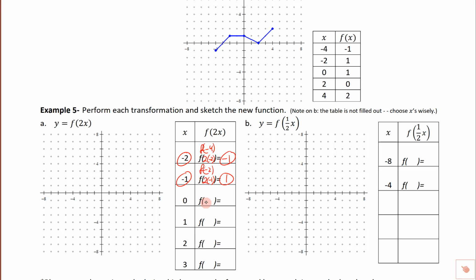Let's see, 0. So this is going to be 2 times 0. So that's going to be f of 0. So f of 0 is 1. So we're going to graph these. And then we're going to do, let's see, this would be 2 times 1. So that's going to be f of 2. So f of 2 is 0. And then we've got this one right here. So this is going to be 2 times 2. So that's f of 4. And that's a 2. Okay, so we've got that.